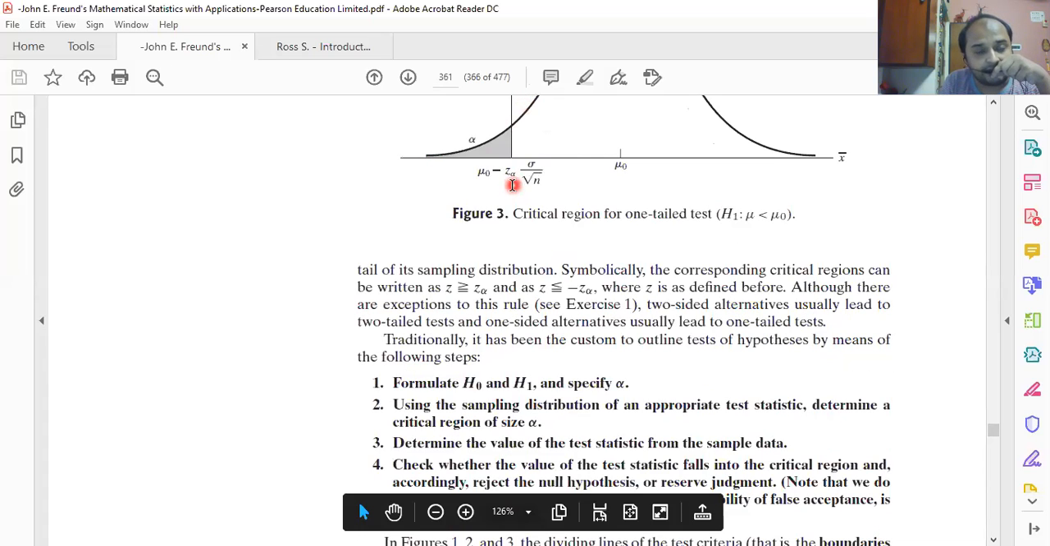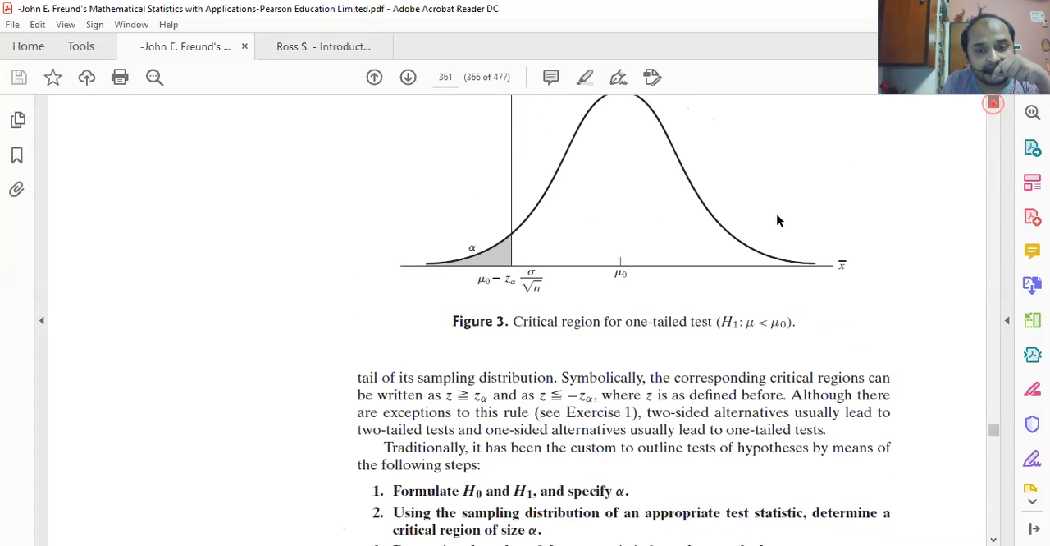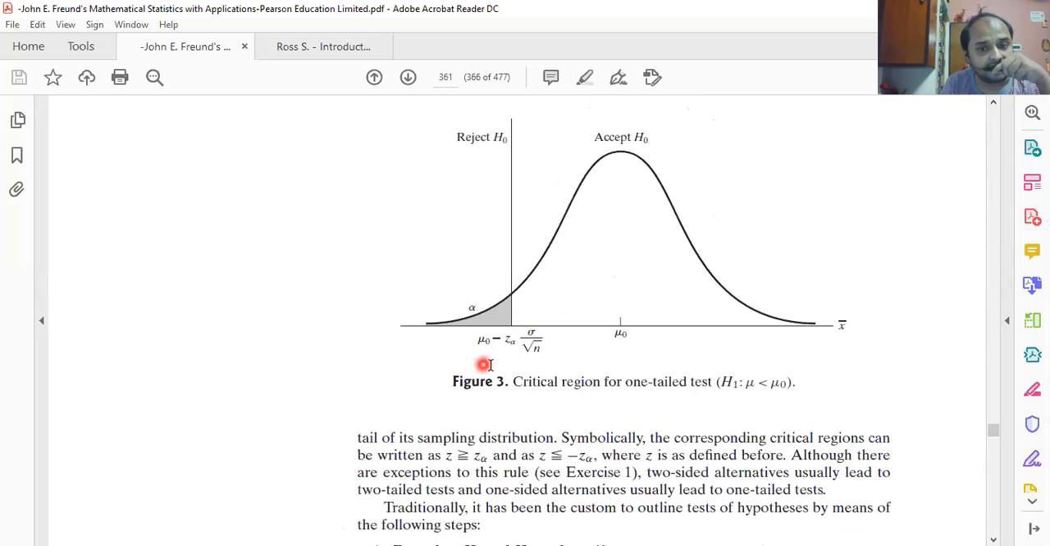But see carefully that in both the cases, they have considered the normal curve and Z alpha by 2 hasn't been considered. Z alpha has been considered. Why is it so? Let us discuss. So if alpha is 0.05, then for a one-tail test of less than type, this entire white region is the 95%, and this portion becomes your 5%. So 95 plus 5 gives you 100.